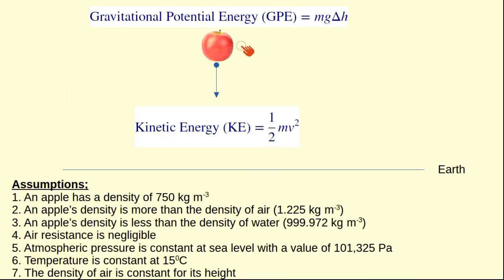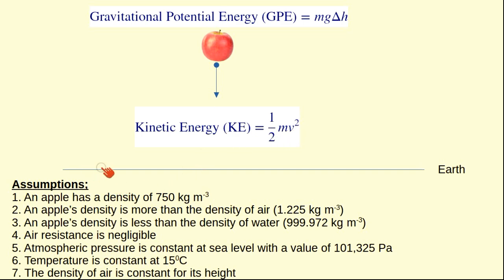Dropping an apple. I thought I'd choose an apple because an apple is very relevant as we're talking about Isaac Newton. So gravitational potential energy is mg delta h: mass times gravitational acceleration times the change in height. And the kinetic energy KE is 1/2 times the mass times the speed squared.